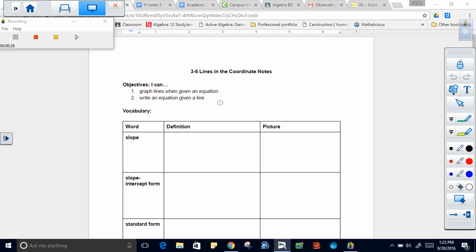So these are just kind of opposite. If I give you an equation, I want you to be able to graph it. If I give you a graph, I want you to be able to tell me what the equation would be. Okay, so there's some vocabulary.